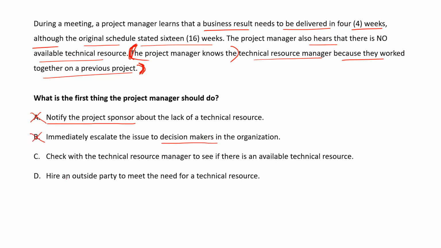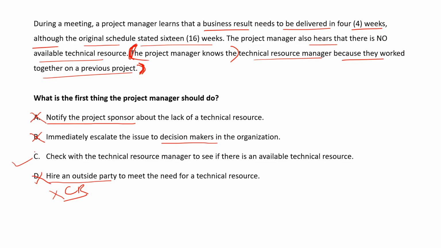This is wrong. Hire an outside party. Who gave you the authority to hire an outside party? Can you do it without approval, without a change request? You can never do this without a change request. So this option is also irrelevant. So remaining is C. Check with the technical resource manager if there are any technical resources available.